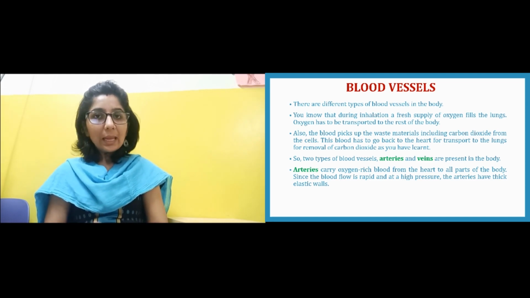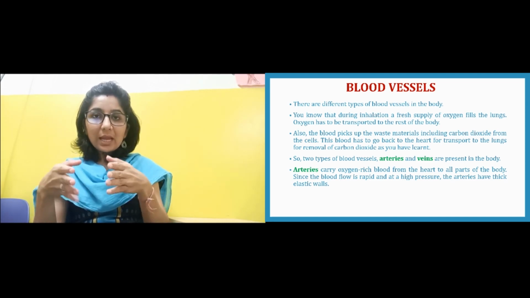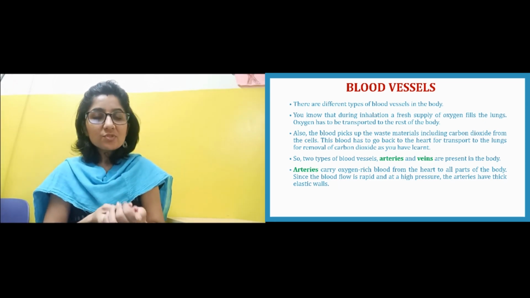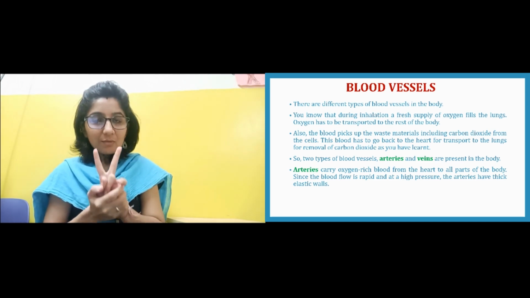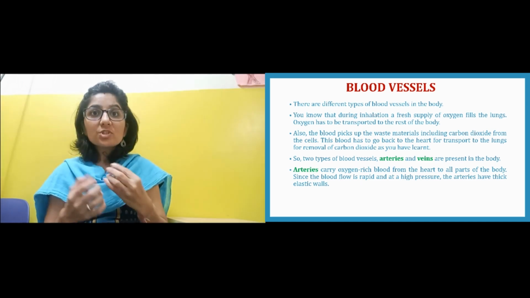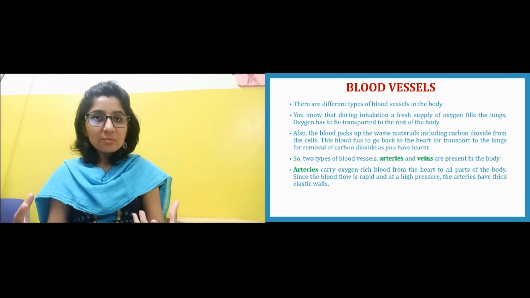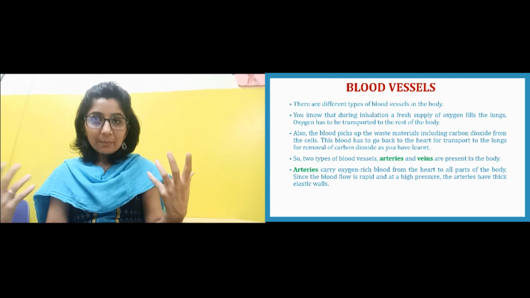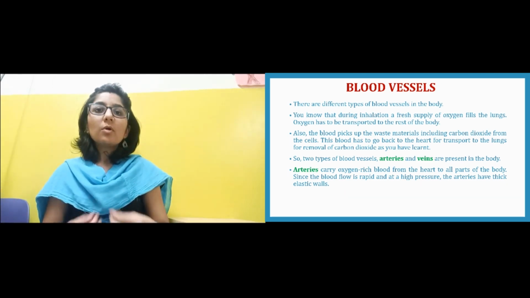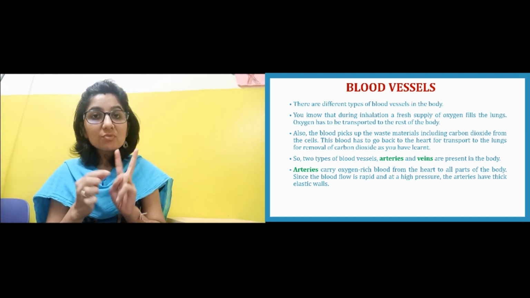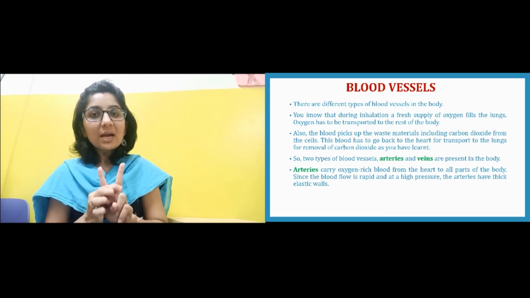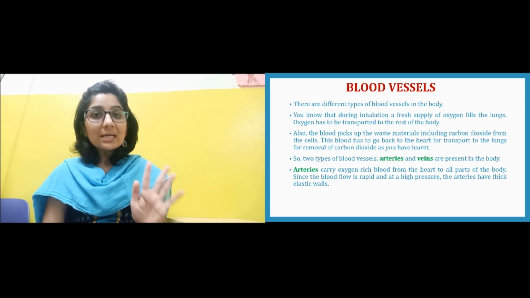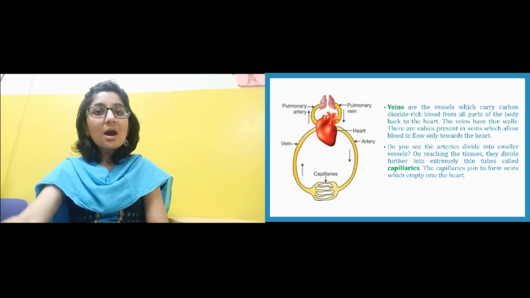Now imagine a road, or a pipe. Water through this pipe will go either this way or that way. So of course we need two different pipes, okay. One pipe which will take the oxygen rich blood from the lungs to all parts of the body, and we also need another pipe which will bring the carbon dioxide rich blood from parts of our body to the lungs. So we need two different kinds of blood vessels, and hence we have two different kinds of blood vessels, which are called arteries and veins.